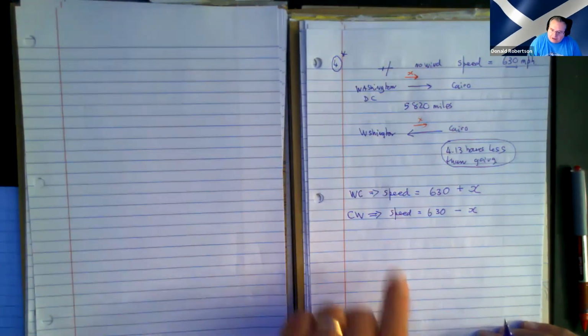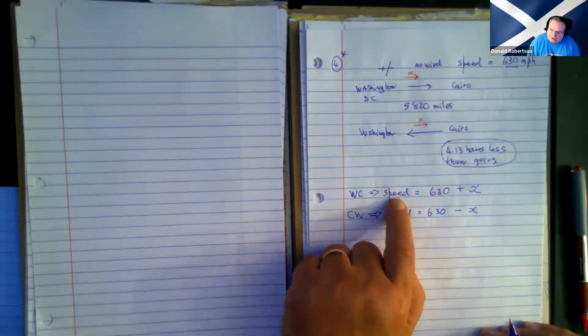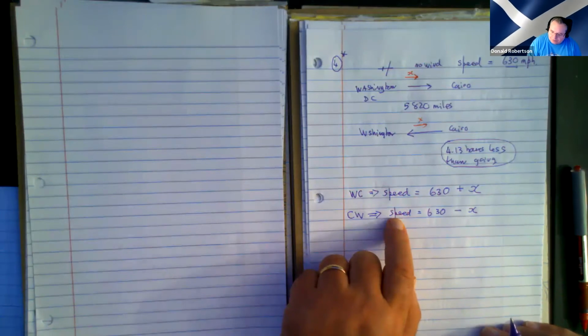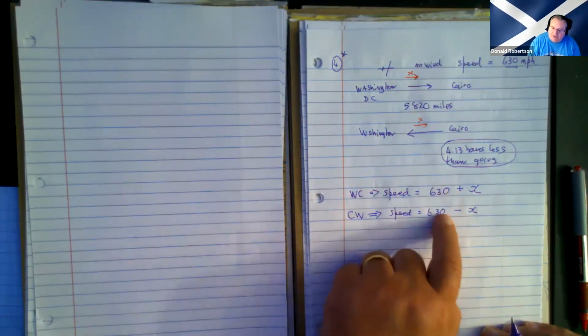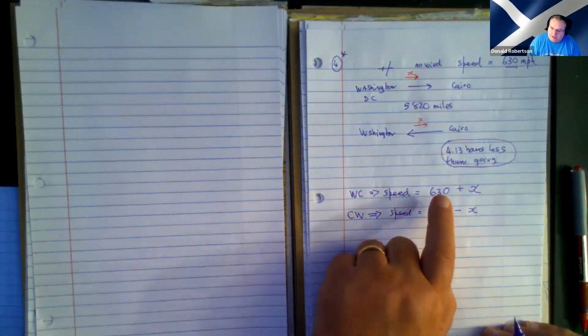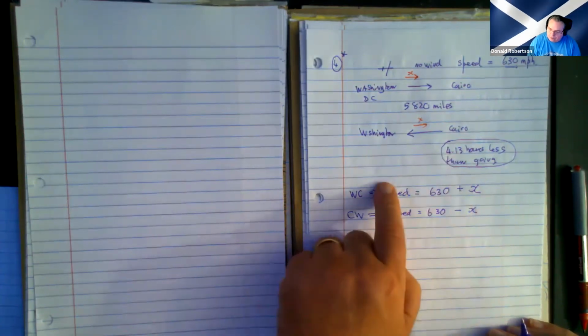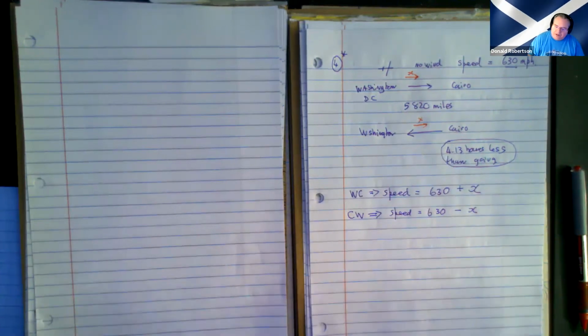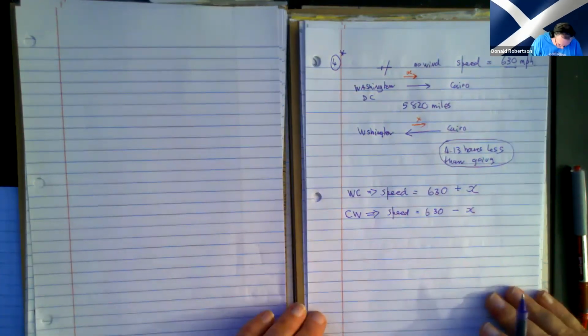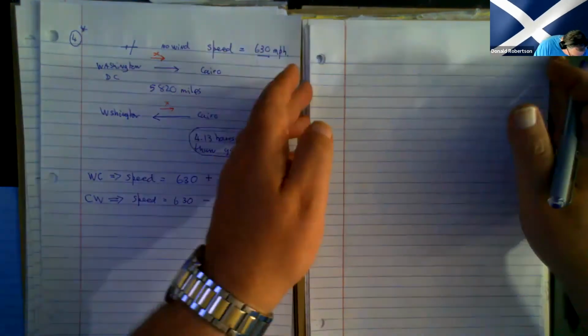So a lot going on here. I know the speed going from Washington to Cairo. I know the speed going from Cairo to Washington. They both have x's in them. I know that the difference between the two times is really awkward, 4.13 hours. And evidently that should be enough information for us to solve x, the wind speed. Well, let's figure out how to do that.